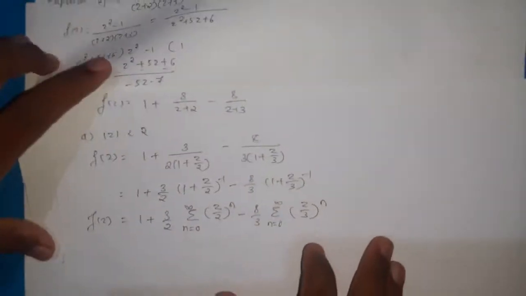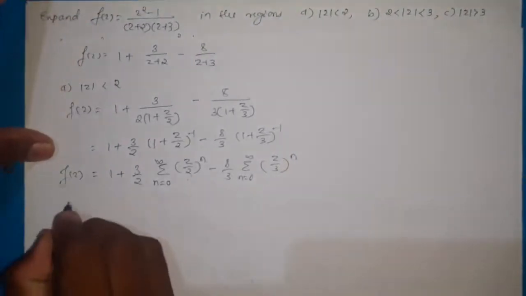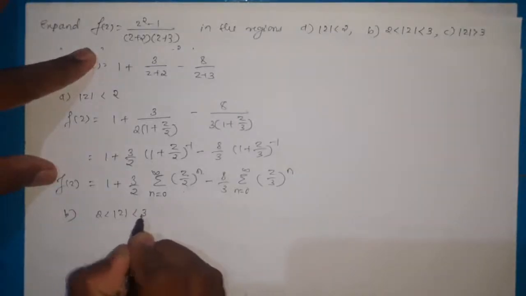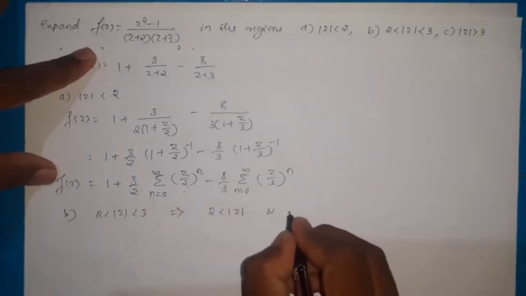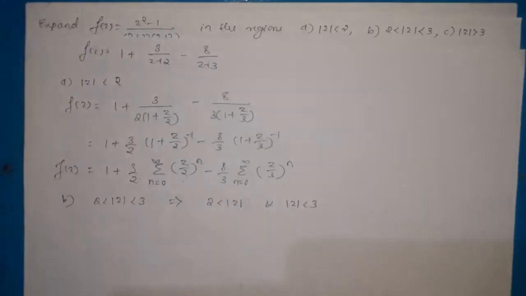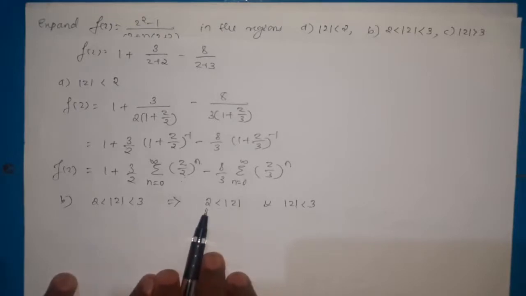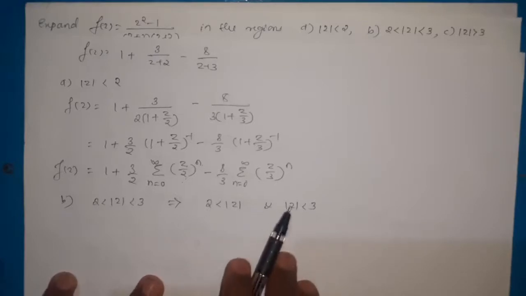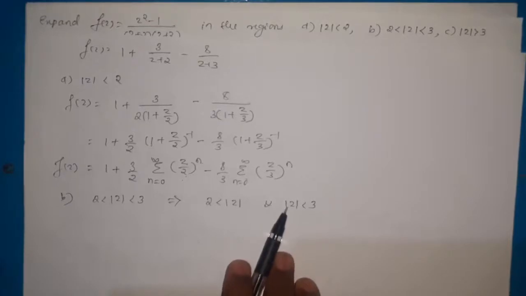If any z is present in the denominator, then that will be the Laurent expansion. Now the second region is 2 less than mod z less than 3. By splitting this we get 2 less than mod z and mod z less than 3. Here we have two inequalities. The first inequality gives mod z is greater, meaning in the factor where 2 is present we need to take the z outside, and here 3 is greater and here we need to take that 3 outside from the factor.